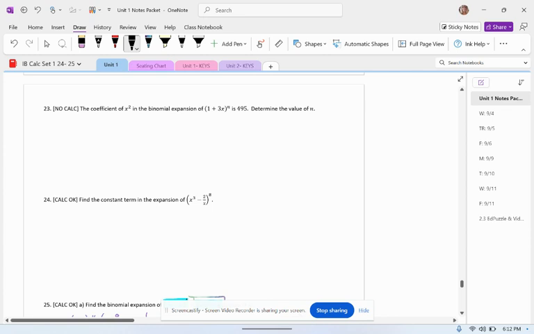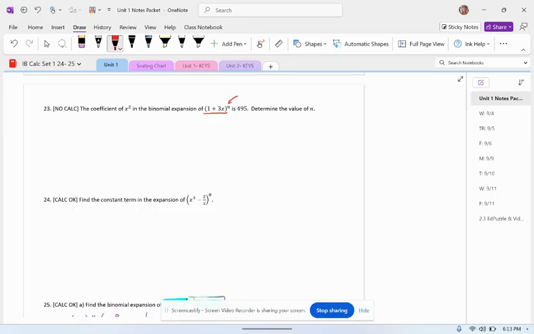All right, 23 was another sneaky snake. It says the coefficient of x squared in the binomial expansion of (1 + 3x)^n is 495. Determine the value of n. I don't think we've ever seen a problem before where n is unknown. N unknown is a pretty tricky one, but that's okay. You're smart. Here we go.